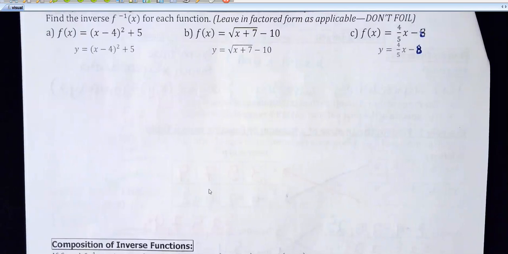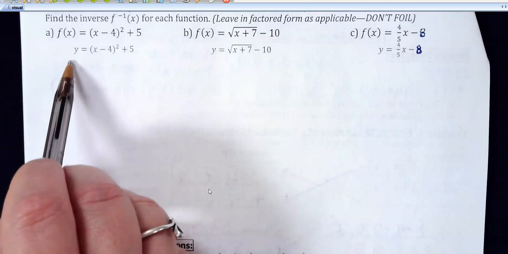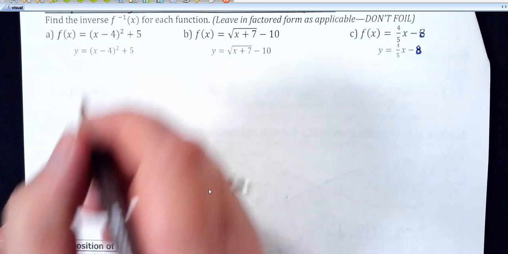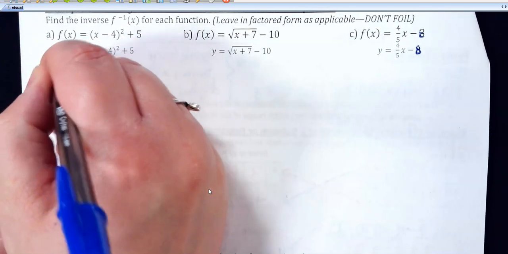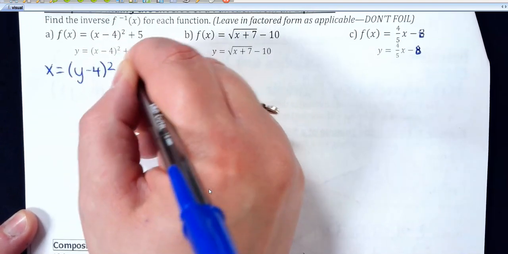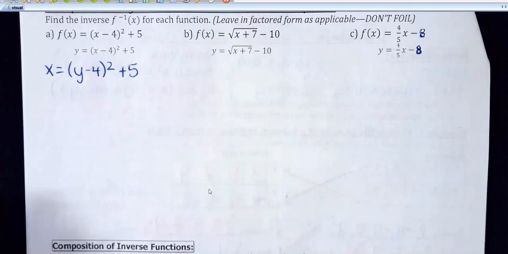What I wrote underneath was just to interchange the f of x, and I replaced that with a y. The only reason I'm doing that is just so it's a little bit easier to work with when you're not messing around with parentheses and the f of x and stuff like that. It's usually a little bit easier for people to do. So what I'm going to do is switch x and y. So I'm just going to recopy this, and I'm going to switch x and y. So instead of y equals, I'm going to write x equals, and then in parentheses, I'm going to write y minus 4 squared plus 5. Okay, so I'm just going to switch x and y. Everything else stays where it's at.